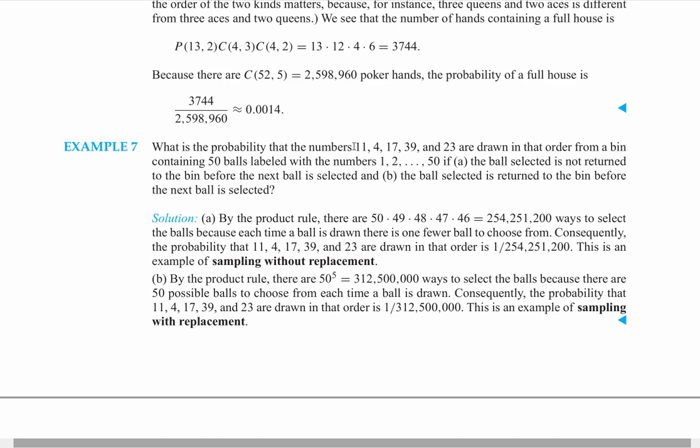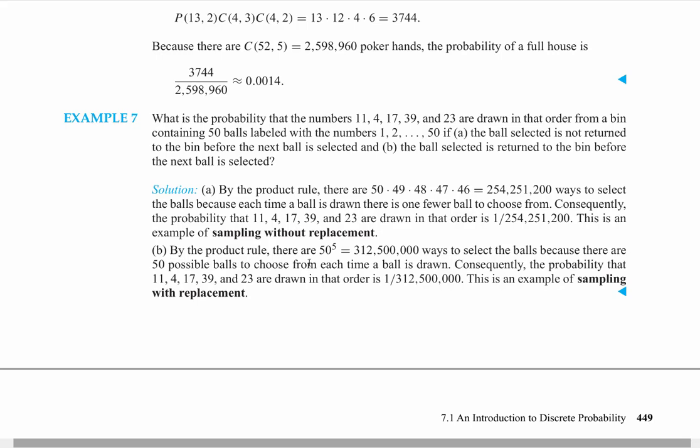And if you want these exact numbers to come out in this order, there's only one. That's only one out of these 254 million outcomes. So the probability of getting this exact sequence is really small. I think this is the smallest probability we've seen so far. It's 1 divided by 254 million. Yeah, this is sampling without replacement, so we're not putting the ball back in.